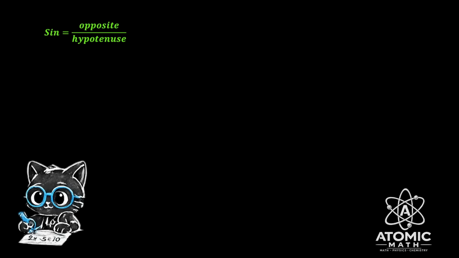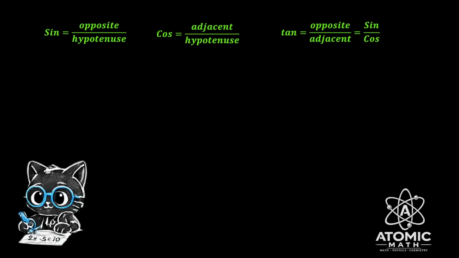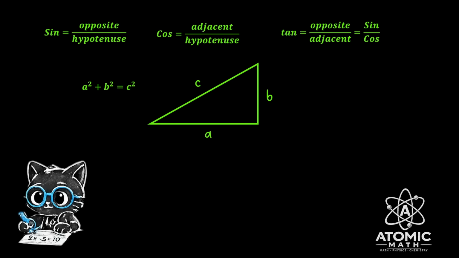So let's do a quick recap on what we learned. We know that the sine is the opposite over the hypotenuse. Cos is adjacent over hypotenuse. The tangent is either sine over cos or opposite over adjacent. We also learned that with the triangle, a squared plus b squared equals c squared. And of course, the most important part is that we can express a vector in terms of its components, the x component and the y component.